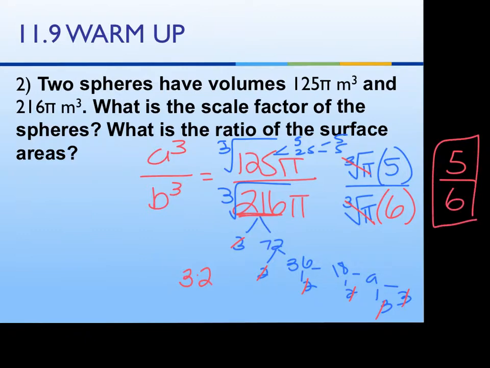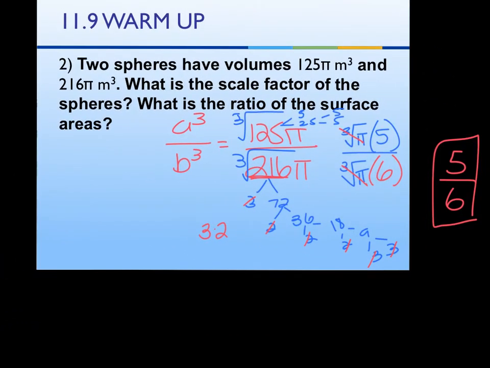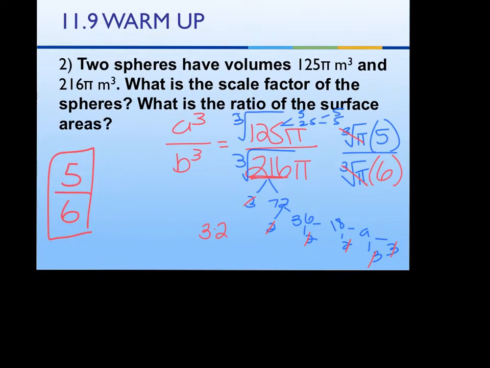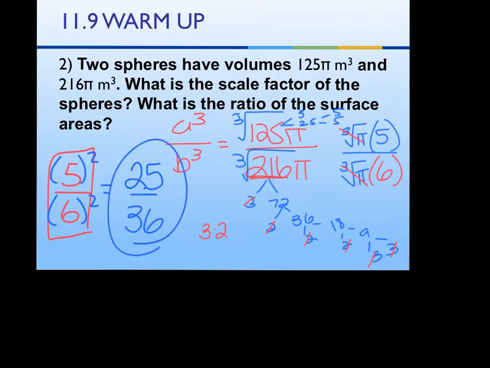And then the second part of this says, what's the ratio of the surface areas? So now I can take that scale factor, that 5 to 6, and square each of these terms to get the areas, which would be 25 to 36. So 5 to 6 would be the ratio of the scale factor, and 25 to 36 the ratio of the surface areas.